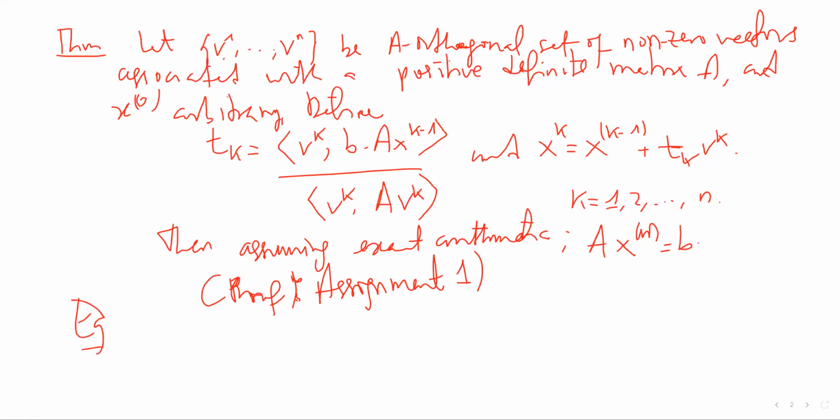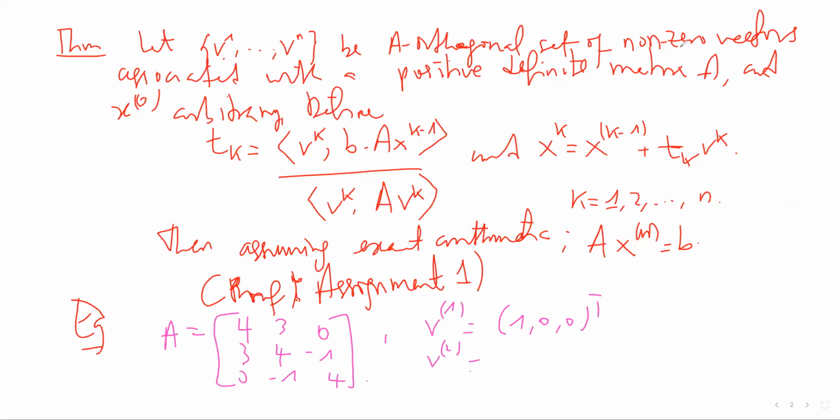Example: if you have a matrix A with rows (4, 3, 0), (3, 4, -1), (0, -1, 4). If you take v1 to be (1, 0, 0), v2 to be (-3/4, 1, 0), and v3 to be (3/7, -4/7, 1).